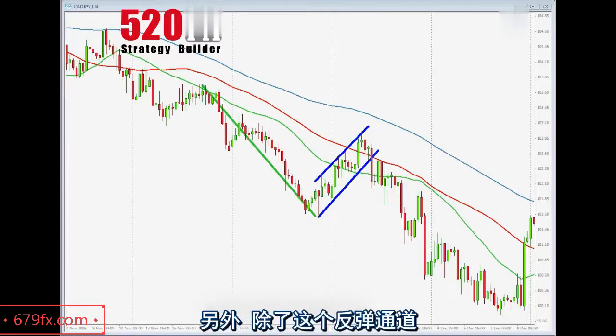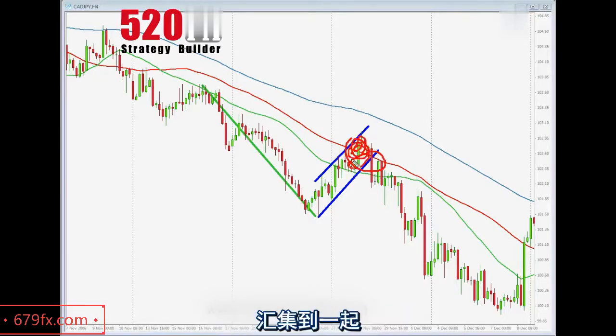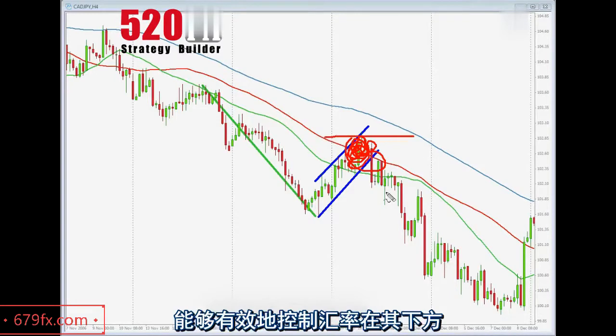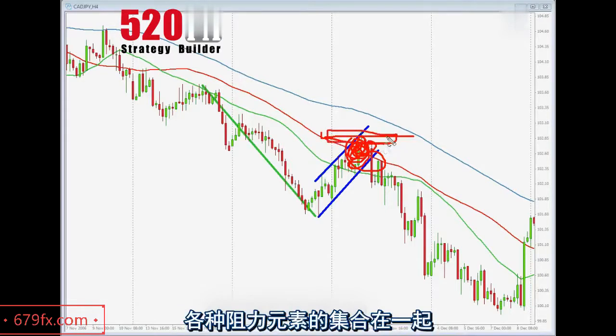And moreover, other than the retracement, what we need to see is a confluence of different elements of resistance coming around that area. At the end of the day, holding price below. You know, basically working as many different elements of resistance clustering up together and holding this possible retracement before we see the breakout to the downside.